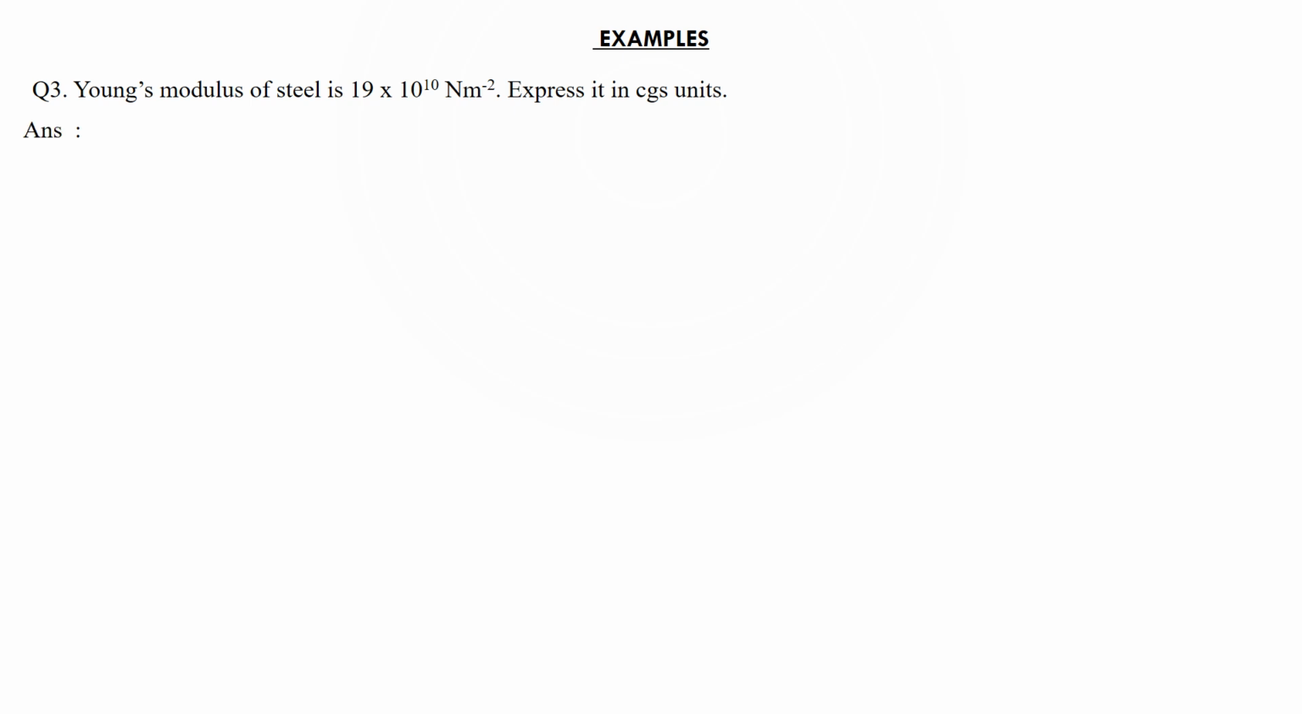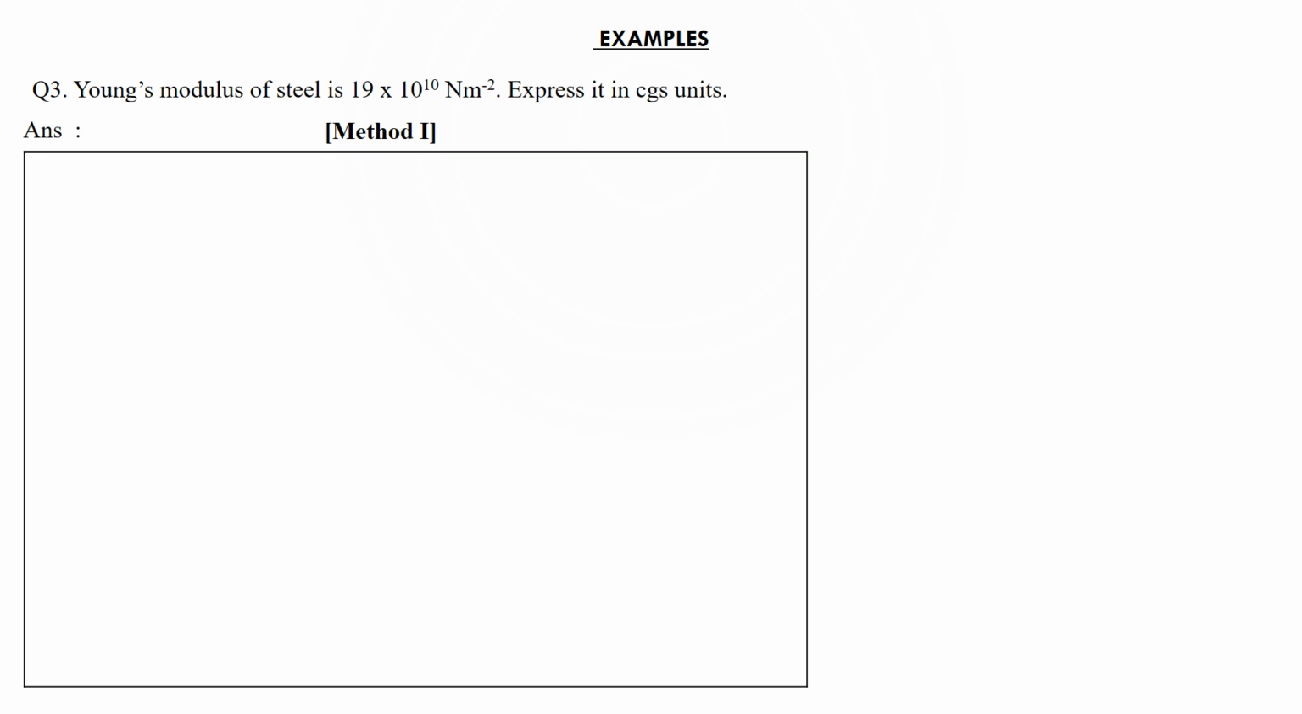Okay, let's move to the next example, which is: the Young's modulus of steel is 19 into 10 to the power of 10 Newton per meter square. Express it in CGS units. So children, we will do this in two ways. So method 1, which is the method which we are doing already. Okay, 19 into 10 to the power of 10 Newton per meter square. Okay, Newton can be written as kg meter per second square.